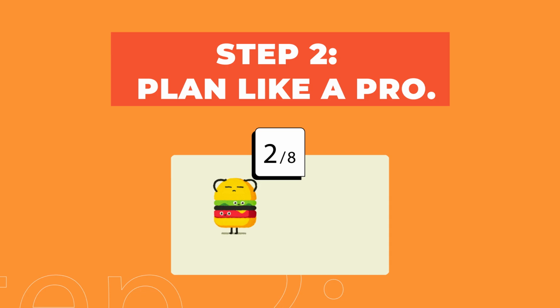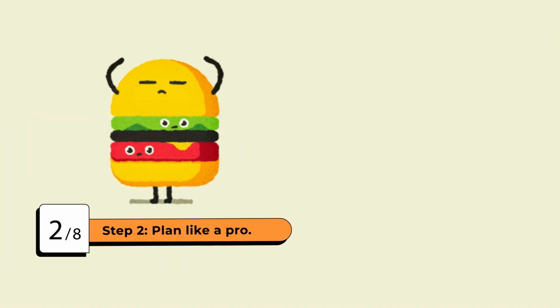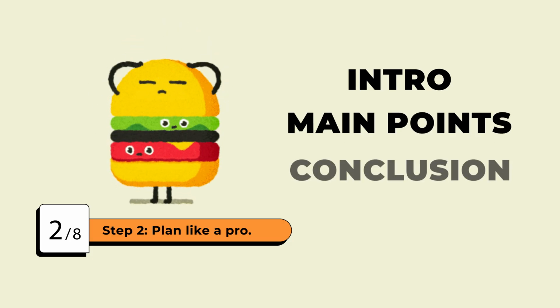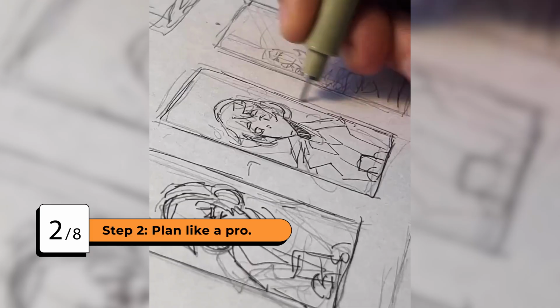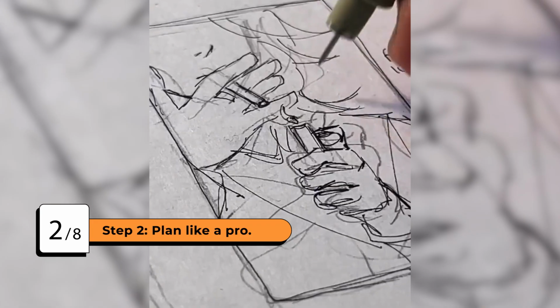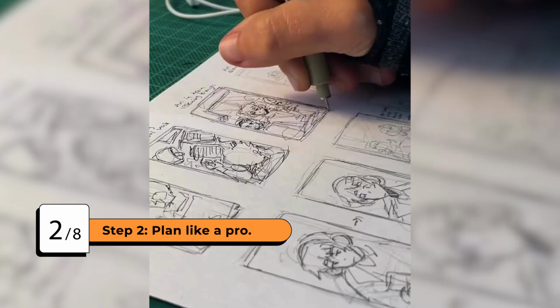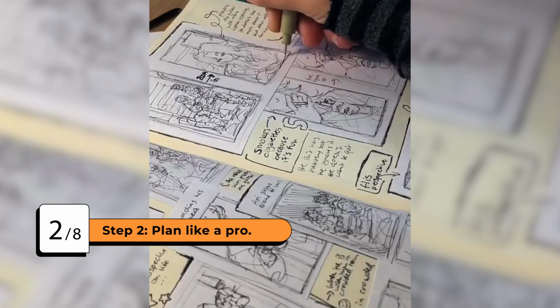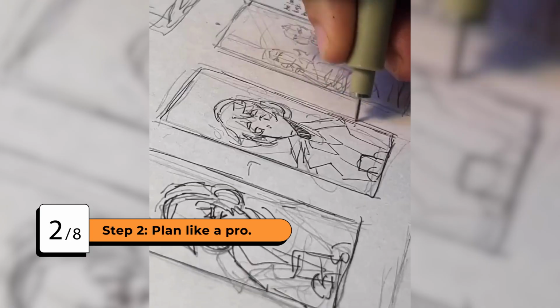Step 2. Plan like a pro. Structure your content like a well-made sandwich. Start with an attention-grabbing intro, layer in the key details in the middle, and finish with a satisfying conclusion. Then storyboard it. It doesn't need to be a masterpiece. Just lay out the flow and key scenes, like a comic strip. Finally, write a killer script. Scripts should be straightforward, engaging, and aligned with the structure.